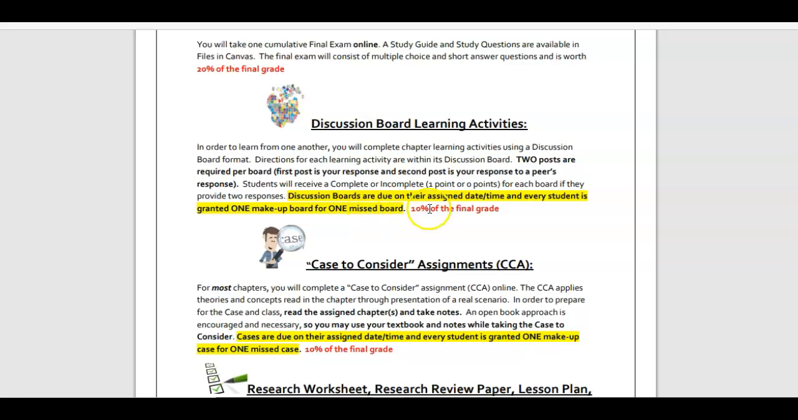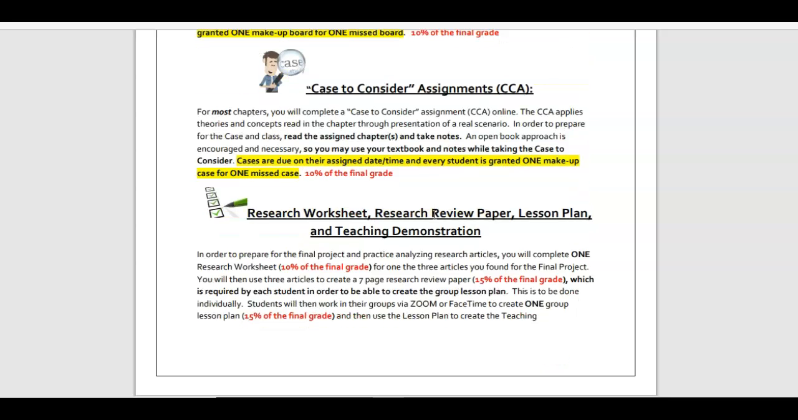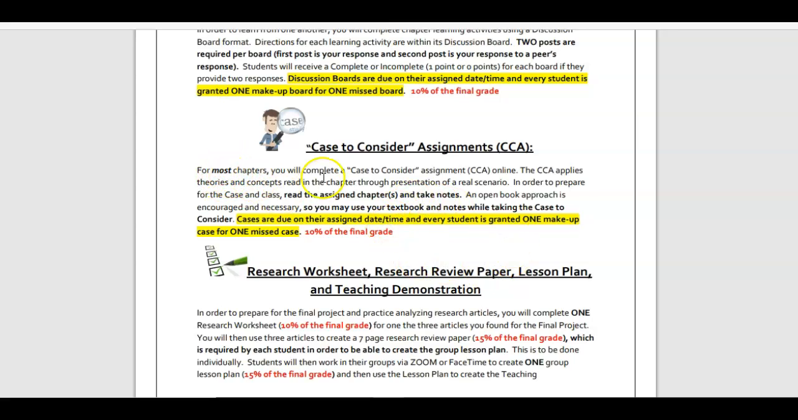All right. So the way it's scored is out of 1 or 0. Either you completed 2 posts or you didn't. Now, let's say you completed your first response and you didn't complete the second response, then it would be a 0.5 out of 1, okay? But if you don't do it, it's a 0, all right? So again, this assignment will be due on Thursdays at 11:59 p.m. The dates and times of when discussion boards are due are in the schedule, but here's an important thing. Sometimes things happen, I get it. So every student is granted 1 makeup board for 1 missed board, and these are worth 10% of the final grade.